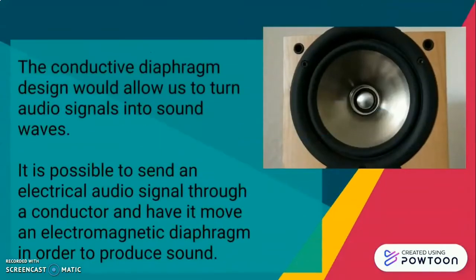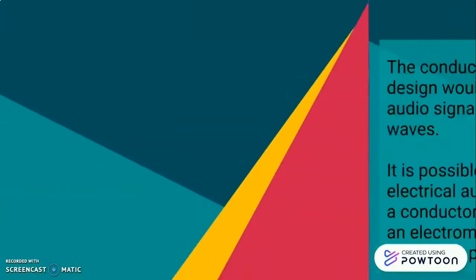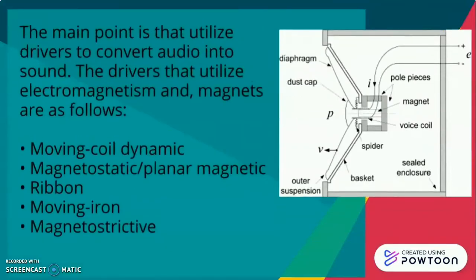The conductive diaphragm design allows us to turn an audio signal into a sound wave. It is possible to send an electrical audio signal through a conductor and have it move an electromagnetic diaphragm in order to produce sound. The main point is that a driver is used to convert audio into sound. The drivers that utilize electromagnetism and magnets are as follows: moving coil dynamic, magnetostatic, ribbon, moving iron, and magnetostrictive.